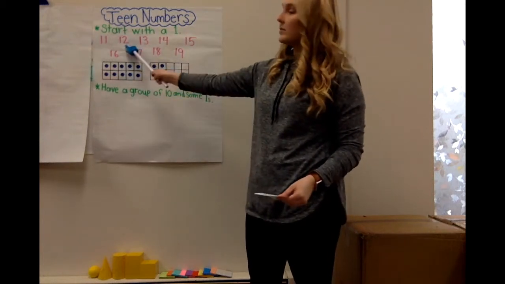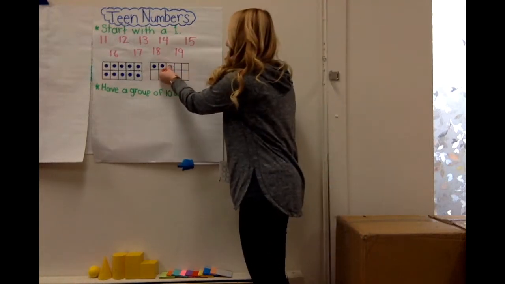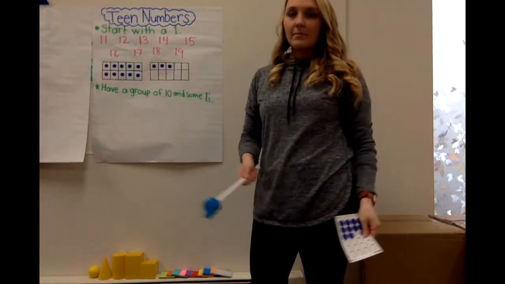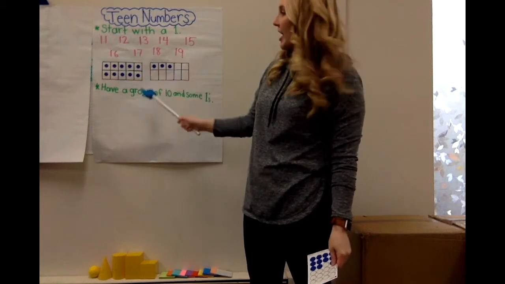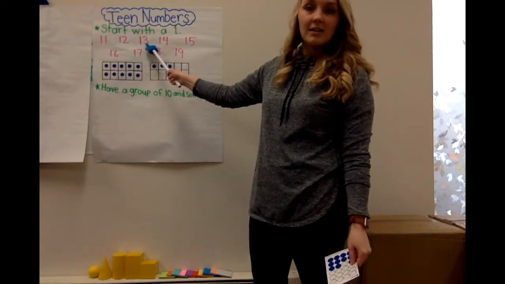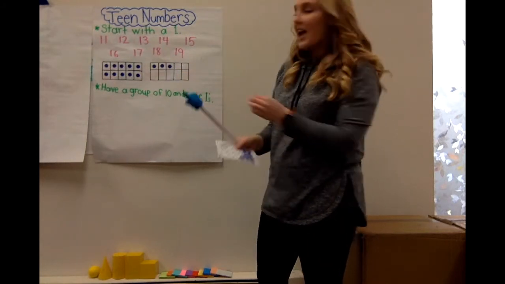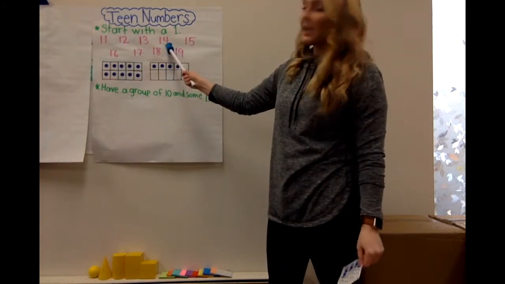This is 12. All right, if I have 10 and 3 extra ones, that's the number 13. I can do that by counting on 2. Let's try it. 10, 11, 12, 13. Good job. All right, if I have 10 and 4 extra ones, that is the number 14.